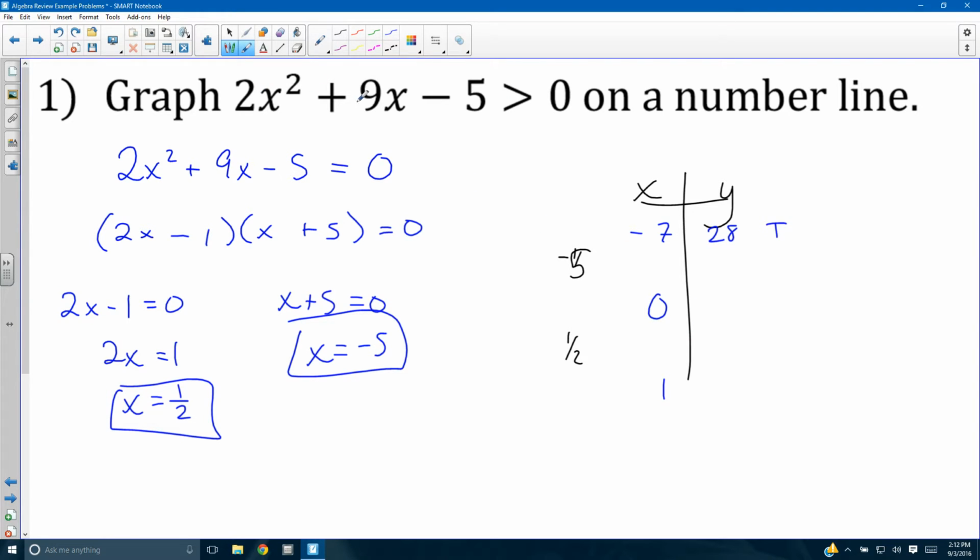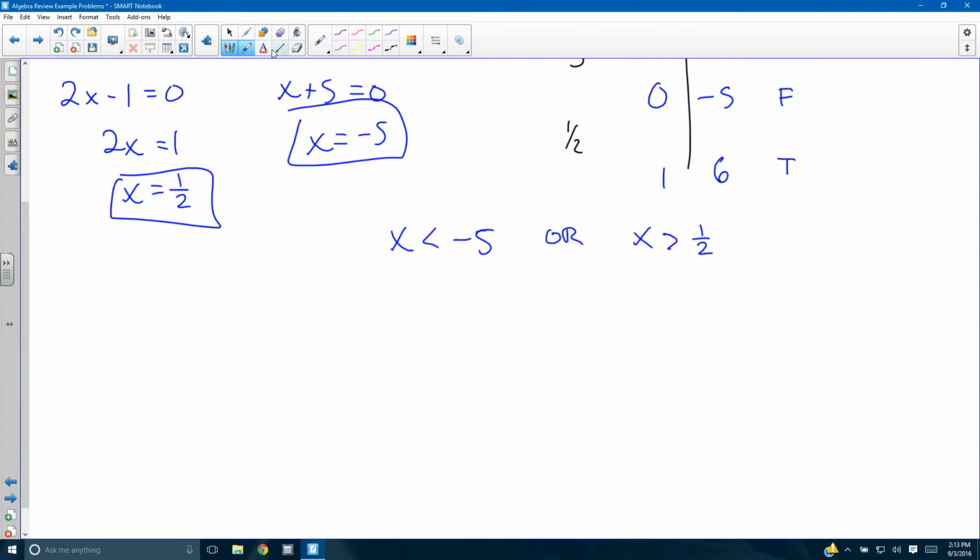0 plus 0 minus 5 is negative 5. That is negative. That is false. 1 squared is 1 times 2 is 2 plus 9 is 11 minus 5 is 6. Positive, true. So anything greater than 1/2, anything less than negative 5 will satisfy our solution set. 1/2 and negative 5 will not satisfy our solution set because if I substitute 1/2 or negative 5 into this inequality, I'm going to get 0. And 0 is not greater than 0, so 0 is not a part of the solution set.